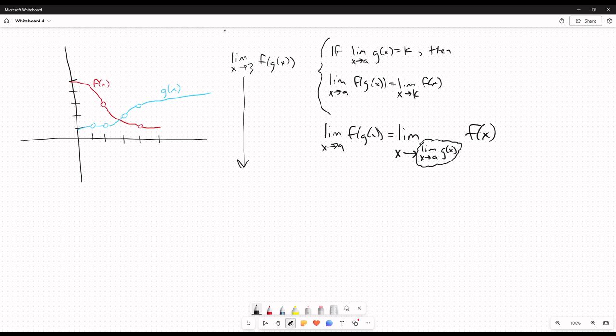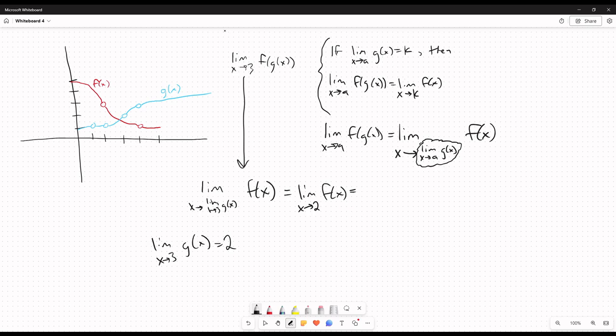This is asking us to do the limit as x approaches the limit as x approaches 3 of g of x, and it's asking us to do that limit of f of x. So what is the limit as x approaches 3 of g of x? Well, if we go to our graph and we look at where x equals 3, it looks like g of x is approaching 2. So this is just going to be the limit as x approaches 2 of f of x.